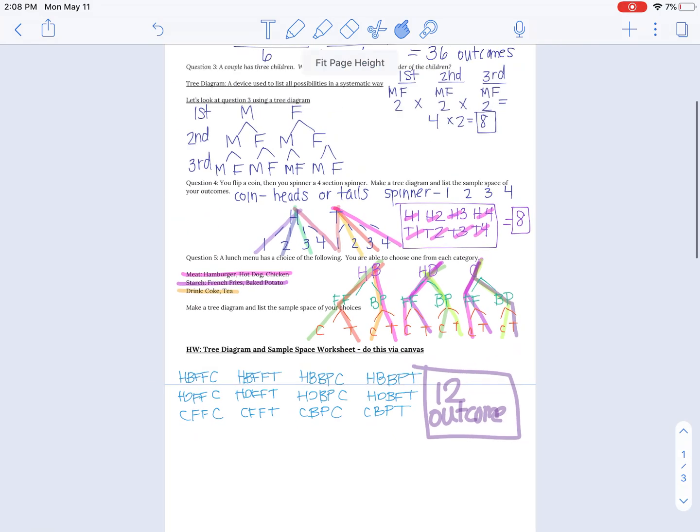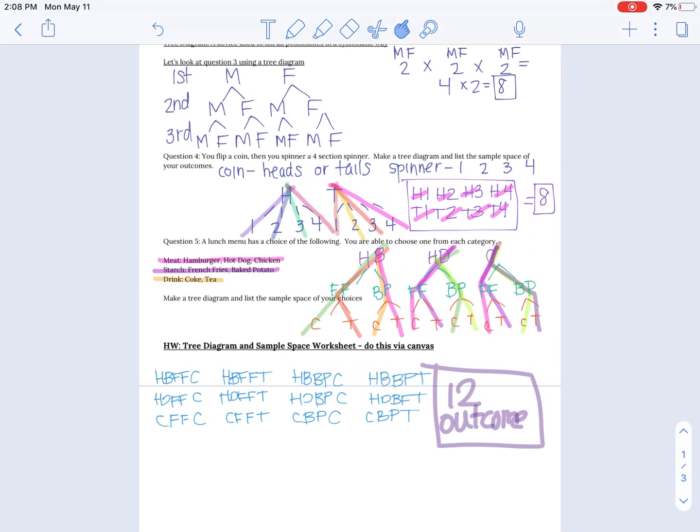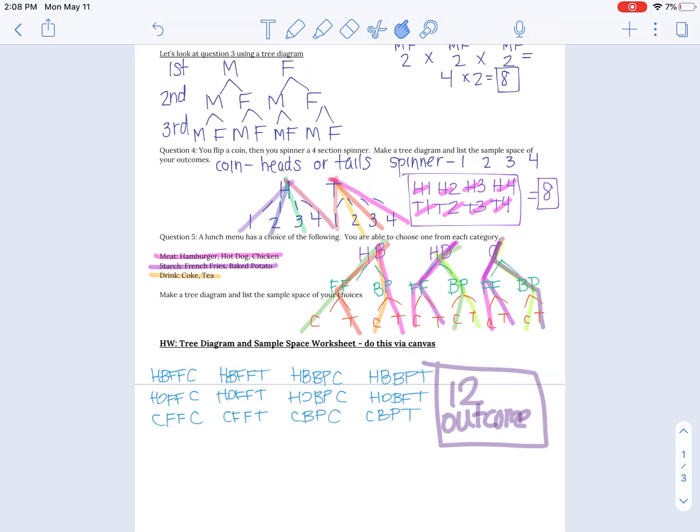Okay, so you are going to go through and do the tree diagram and sample space worksheet in Canvas, and there is an entry. So if you do those on paper, make sure you go ahead and put those in the Canvas quiz.